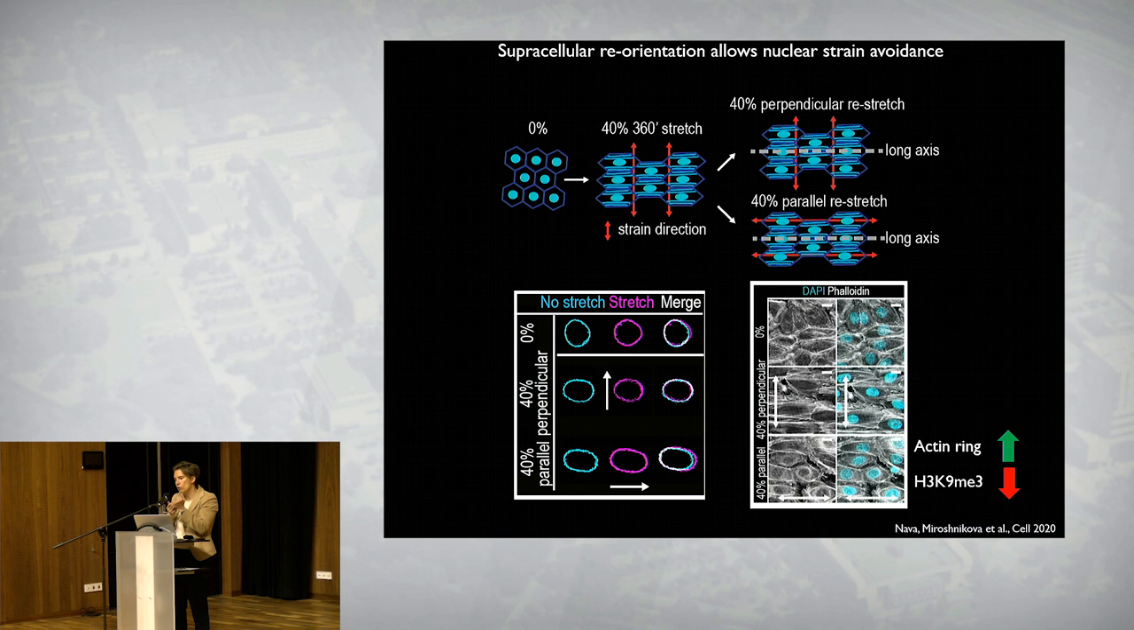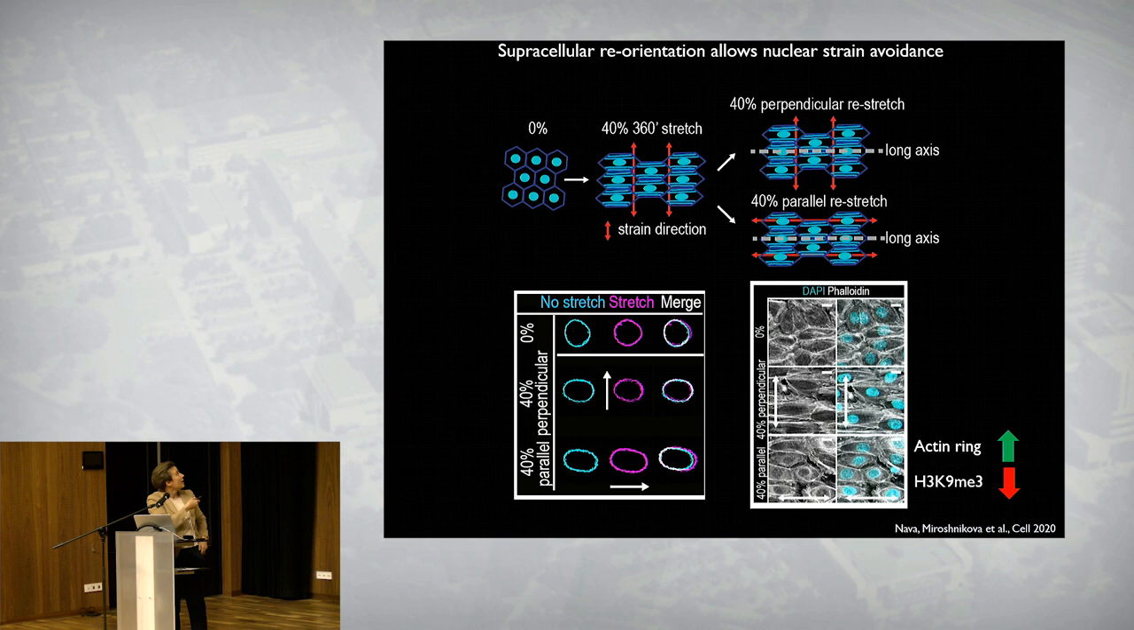And to test this hypothesis, we did a very simple experiment where we stretched the cells for 360 minutes to produce this fully aligned configuration. And then we did a restretch in the same direction, or reoriented the direction of stretching by 90 degrees. Now the cells were all oriented in the direction of stretch, so having the worst possible configuration.